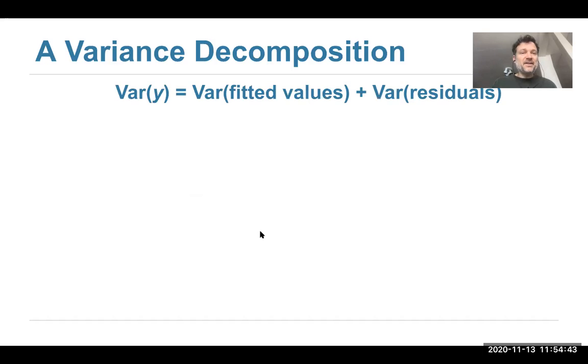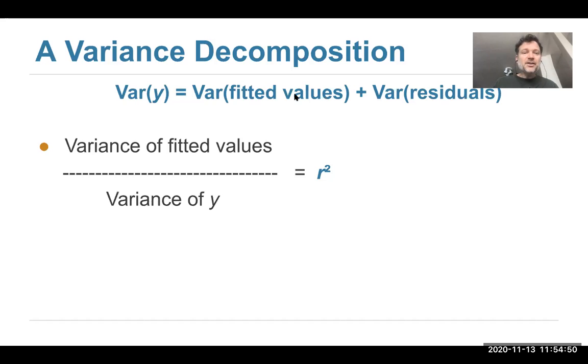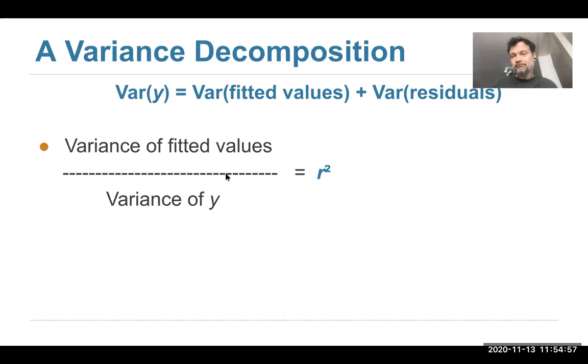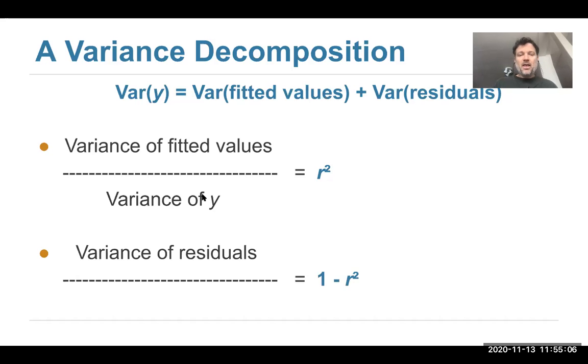Okay, so this is called a variance decomposition. That's the equation up here. You can just memorize this if you want. And so a consequence, as we said previously, is that the variance of the fitted values divided by the variance of the observed values is r squared. So the correlation coefficient tells us about the ratio between the variance of the fitted values and the variance of the observed values. That means that from that, you can infer that the variance of the residuals divided by the variance of the observed values is 1 minus r squared.